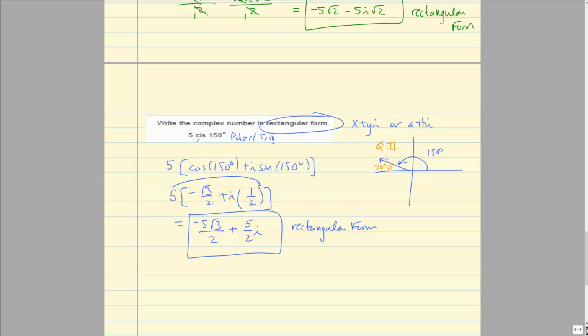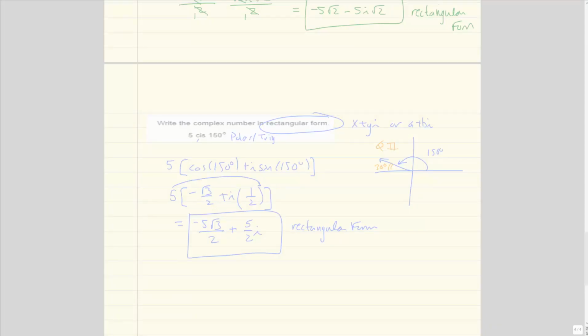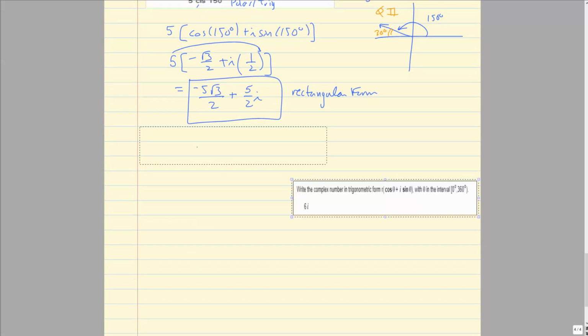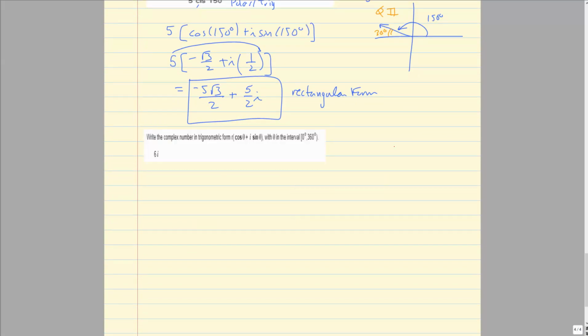The next problem that we're going to look at, you might look at it and think, wait a minute, this doesn't have all the correct components I need. They're all there, but we're going to have to be a little bit imaginative when it comes to writing this out. So this says write the complex number in trigonometric form with theta in the interval of 0 to 360. So again, if we think about x plus yi, this would be 0 plus 6i. So x is equal to 0, y is equal to 6.